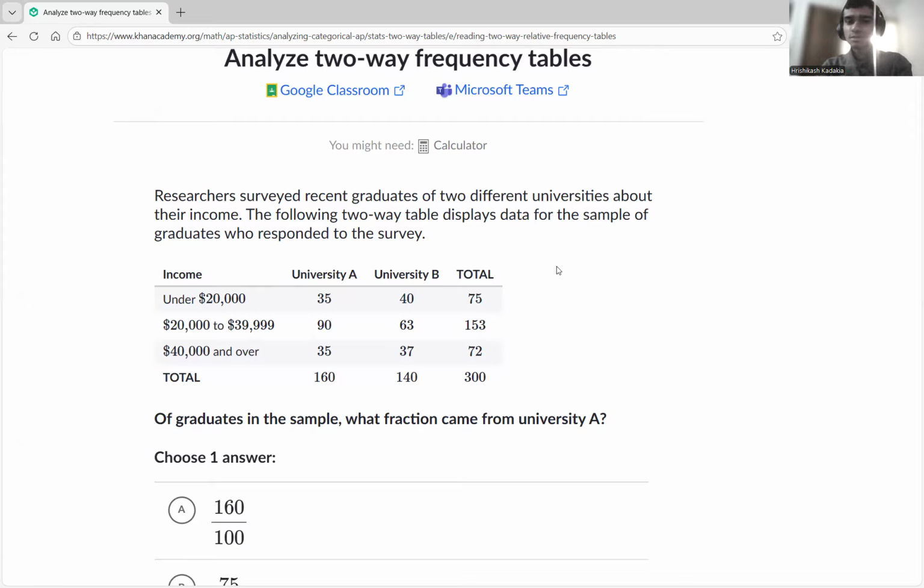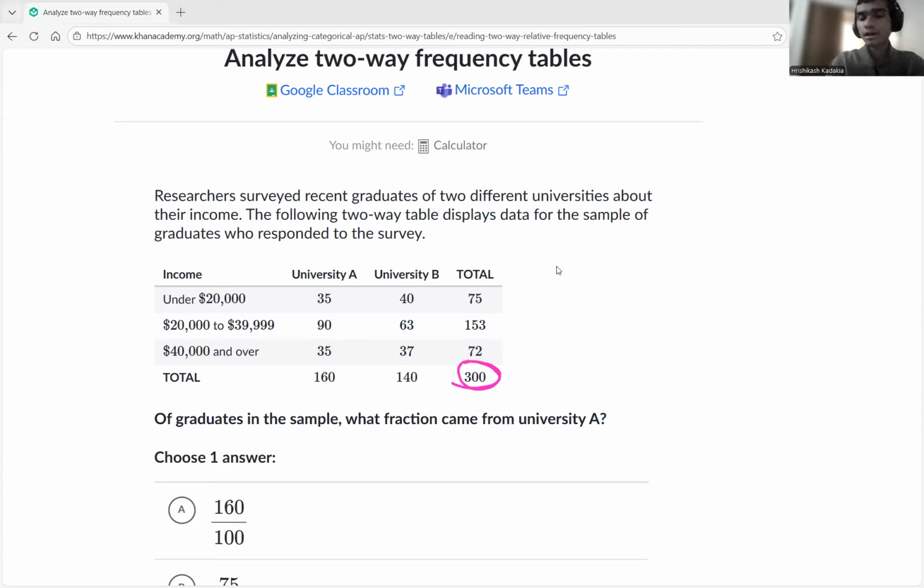Same thing they're giving here: researchers are surveying recent graduates of two different universities about their income. The following two-way table displays the data for the sample of graduates who responded to the survey. Income, University A, University B, and then the total. These are all the incomes, these are all the universities, and the total has been given here of graduates in a sample. What fraction came from University A? Okay. How many students in total do we have?